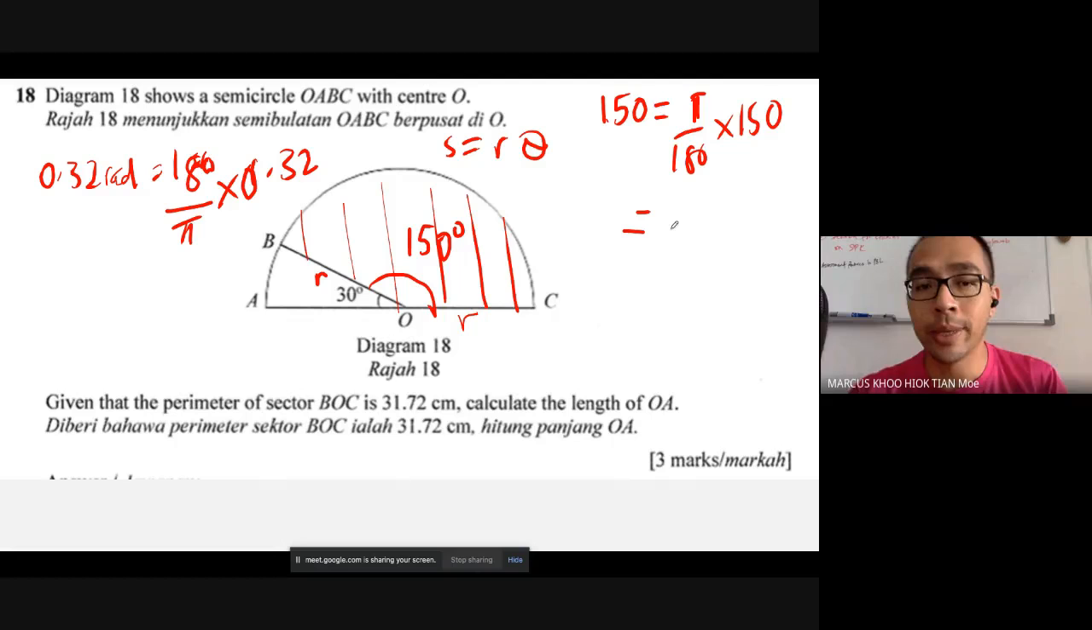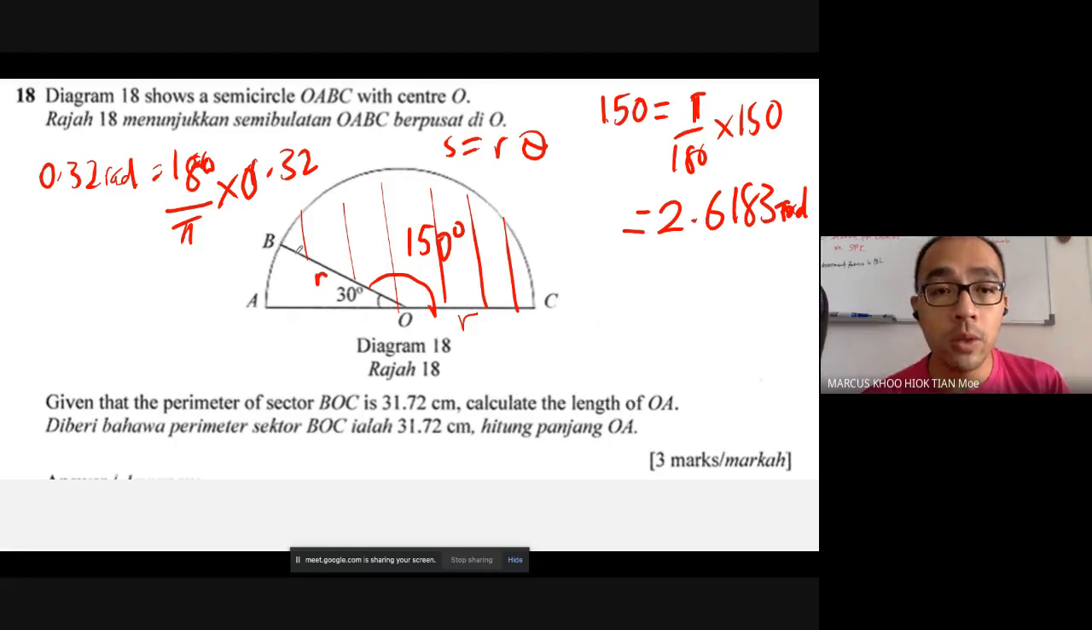Okay, and what we will get is, we use pi as 3.142. So 3.142 divided by 180 times 150. You get 2.618. Oh, you know what? I'm going to use 4 decimal places. 2.6183 radian.